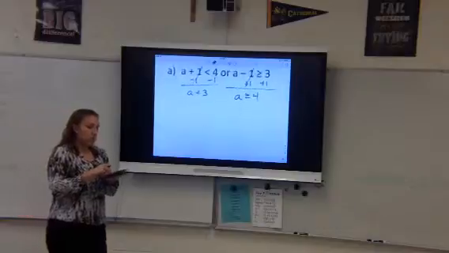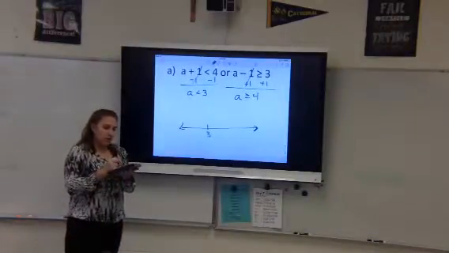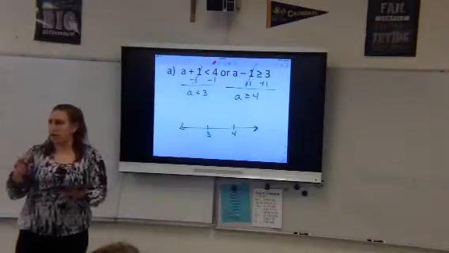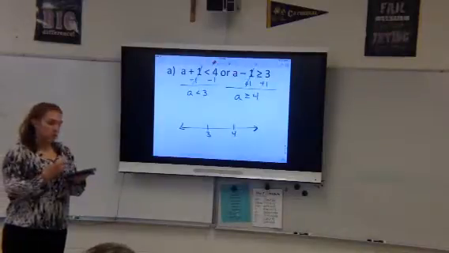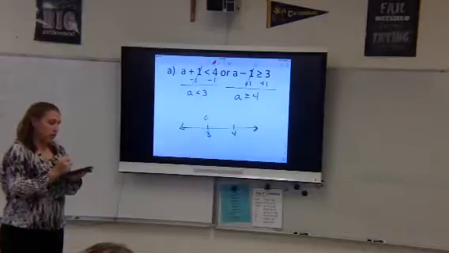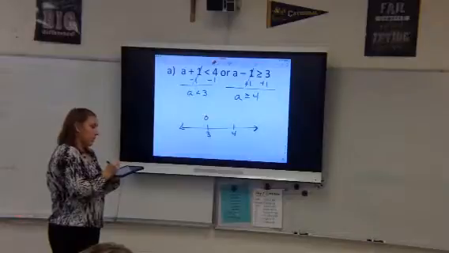Very good. Okay, so now when we look at a graph, we've got 3 and 4. Again, I'm going to show work up above until I get a final answer here. So on the 3, open or closed? Kayla, open or closed on the 3? Open. Very good. And are you going to shade to the right or to the left? To the left. Very good.